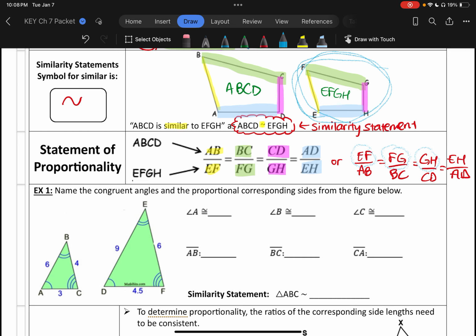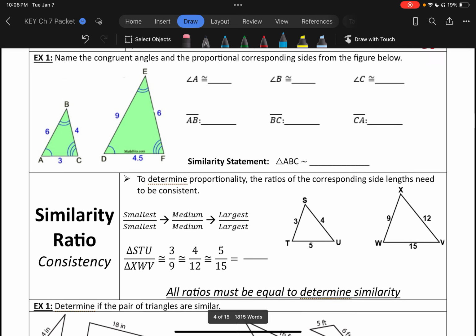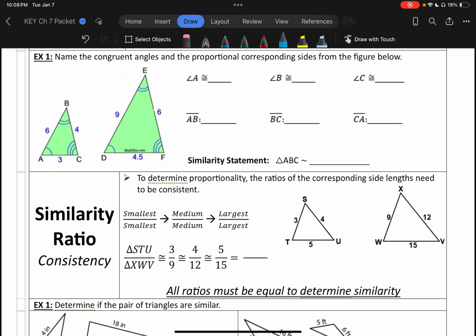So let's start to look at some examples of what some questions might actually look like. It says, name the congruent angles and the proportional corresponding sides from the figure below. If we take a look at the figure, I have two polygons, specifically two triangles, right? The blanks we're filling in ask: angle A is congruent to, well, let's look at the picture. Angle A has one ring. That angle A would be congruent to which angle in the second triangle? Well, it'd be congruent to the one that also has one ring, which would be angle D.